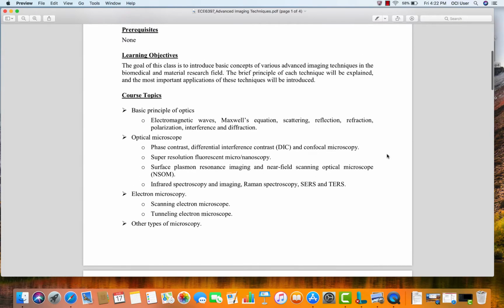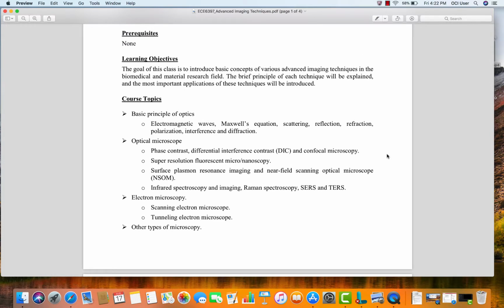For the course topics, the big portion is the basic principles of optics, like electromagnetic waves and the Maxwell equation, but we don't require you to do anything with those equations. I just hope we can understand a little bit what a Maxwell equation is, in case you don't have the physics background, and how light scatters, reflects, refracts, and polarization.